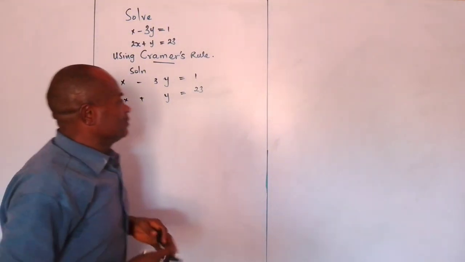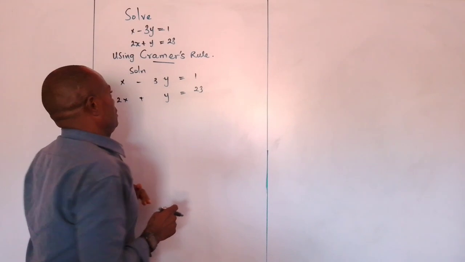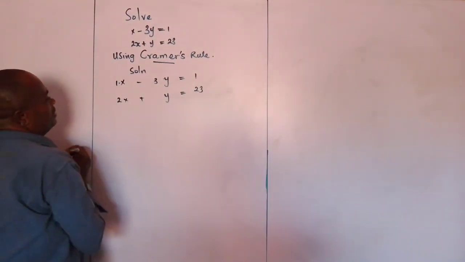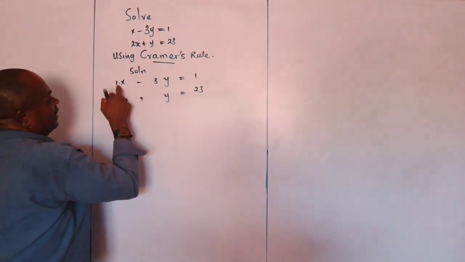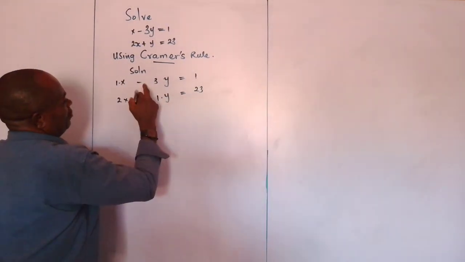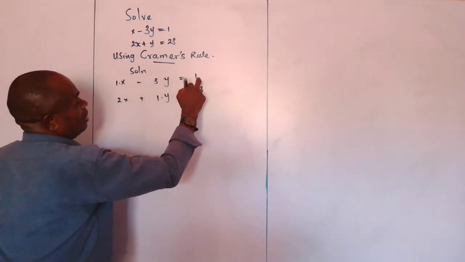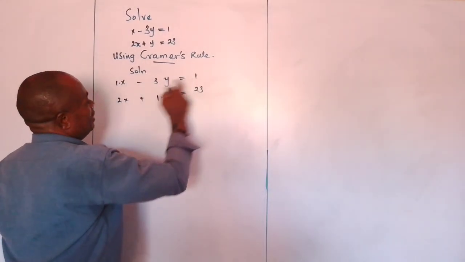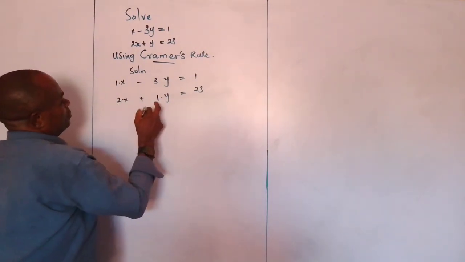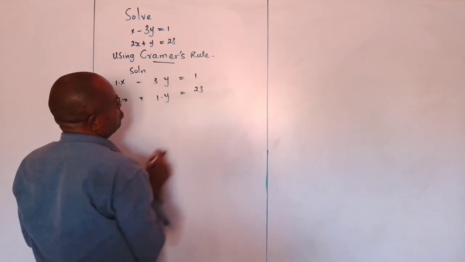Now, to write this equation in the form of a matrix, we know that there is a 1 hiding here. The coefficient of x here is 1. The coefficient of y here is 1. Of course, in that order, -3 is the coefficient of y, and then we have 1 as a neutral number. Then the coefficient of x here is 2, for y here is 1, and then we have 23 as a neutral number.